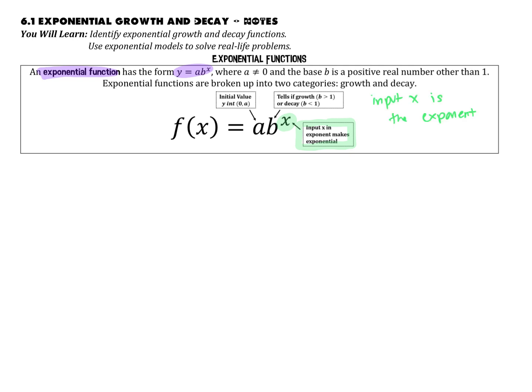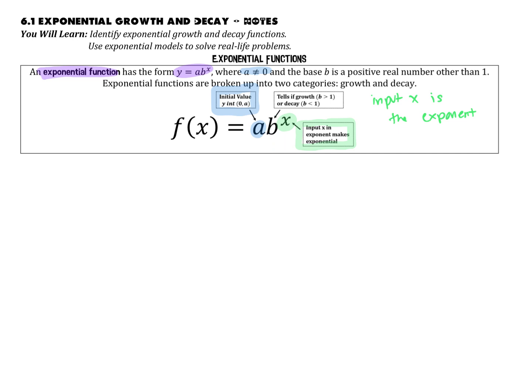Now there's a couple other little details up here that I do want to point out. It says that a is not equal to 0. Well, what would happen if a was equal to 0? This function would just be the constant function 0. So a is actually our initial value, because if we plug in, let's say 0, b, whatever that number is, to the power of 0 is going to be 1, so we're just left with a. A is the initial amount, or the y-intercept, you could think about it as if we're talking about the graph.